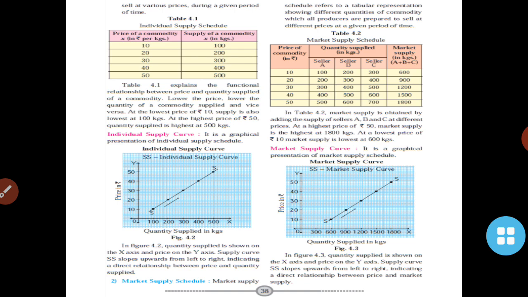Table number 4.1 explains the functional relationship between price and quantity supplied of a commodity. The lower the price, the lower the quantity of the commodity supplied, and vice versa. At the lowest price of 10 rupees, supply is also lowest at 100 kgs. At the highest price of 50, quantity supplied is highest at 500 kgs. Now second is given the individual supply curve.